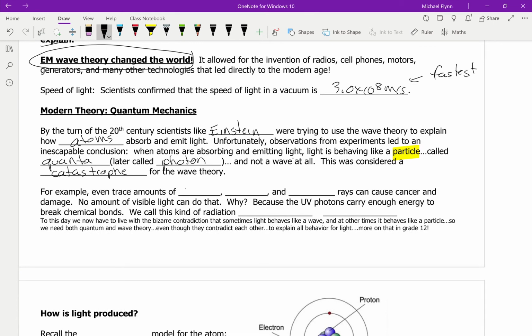Now, for example, even trace amounts of ultraviolet light, X-ray, and gamma can cause cancer. No amount of visible light can do that. Why? Because ultraviolet photons carry enough energy to break chemical bonds. We call this radiation ionizing. Radiation is extremely dangerous. Thankfully, X-rays and gamma rays do not occur naturally here on Earth, so it's only us that can make this possible. But that's it.